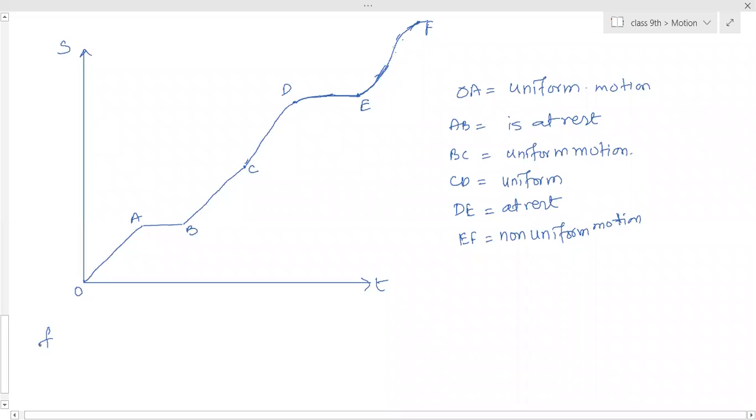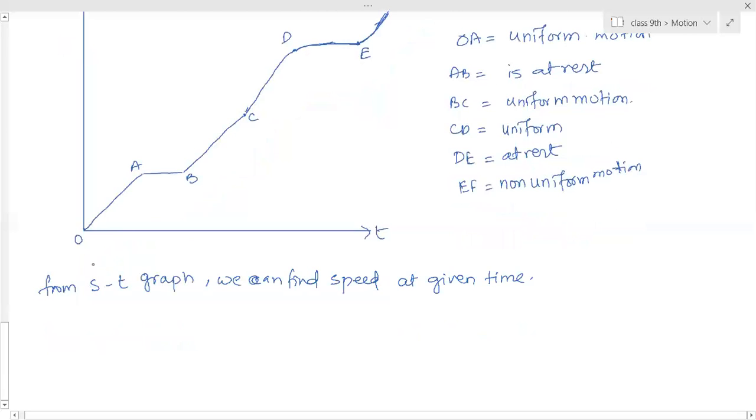Now, from the distance-time graph we can find out the speed. We can find the speed at a given time, the instantaneous speed. Suppose in this graph, this point is at 10 seconds, this is at 20 seconds, and this is at 30 seconds.